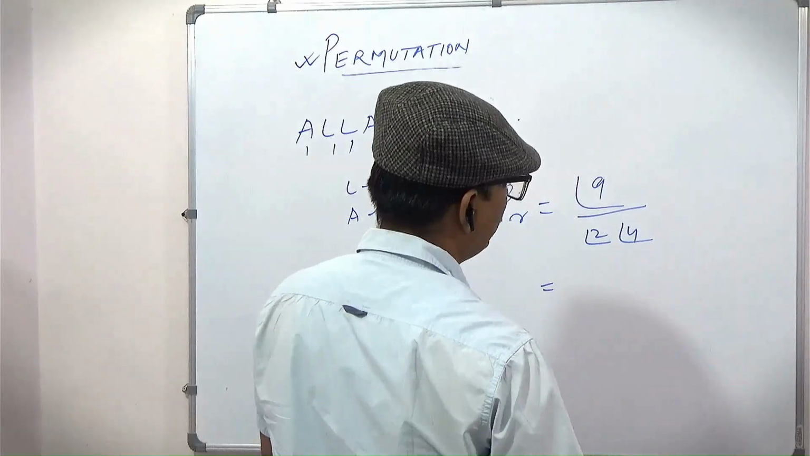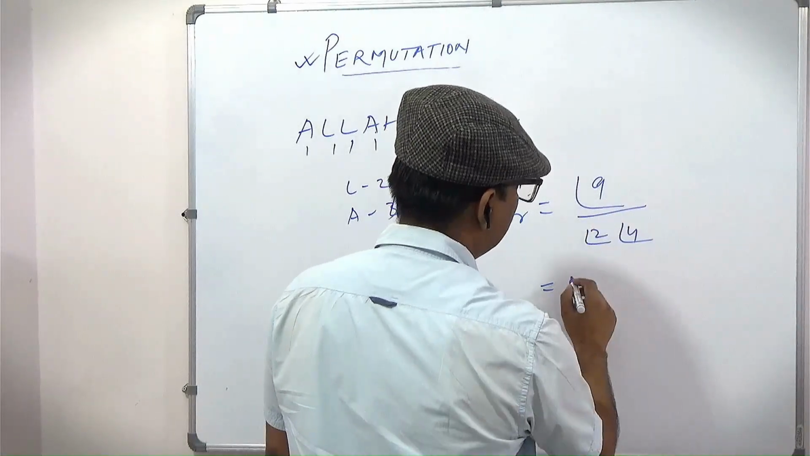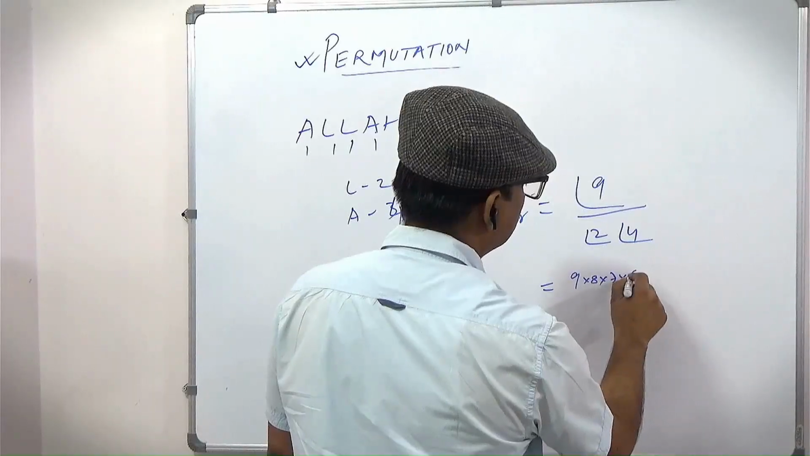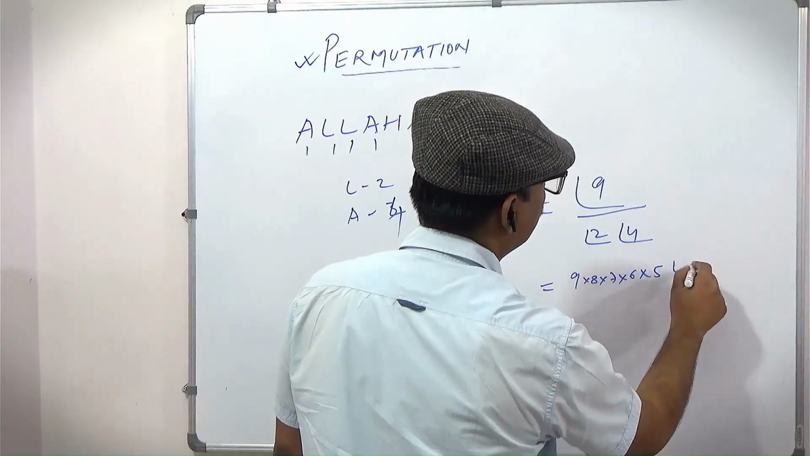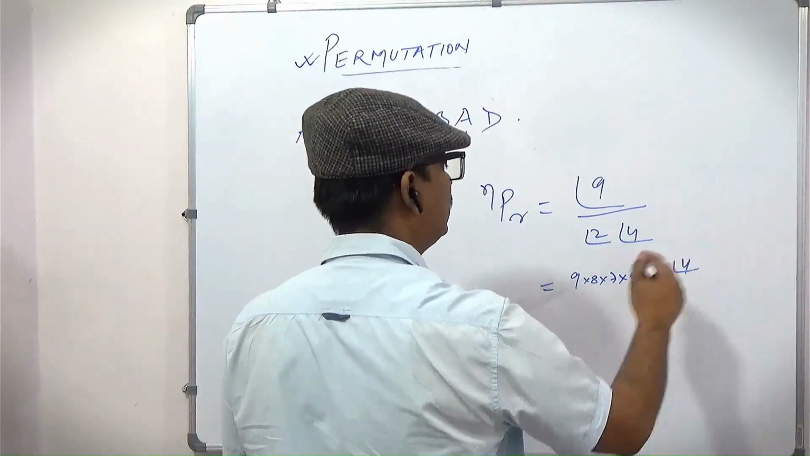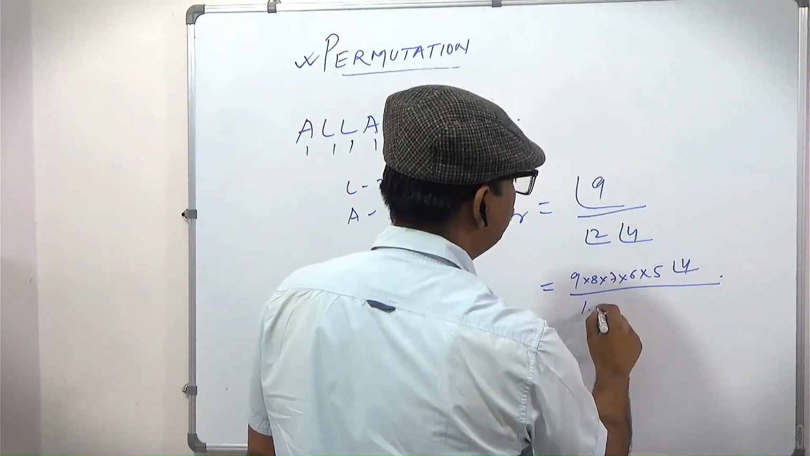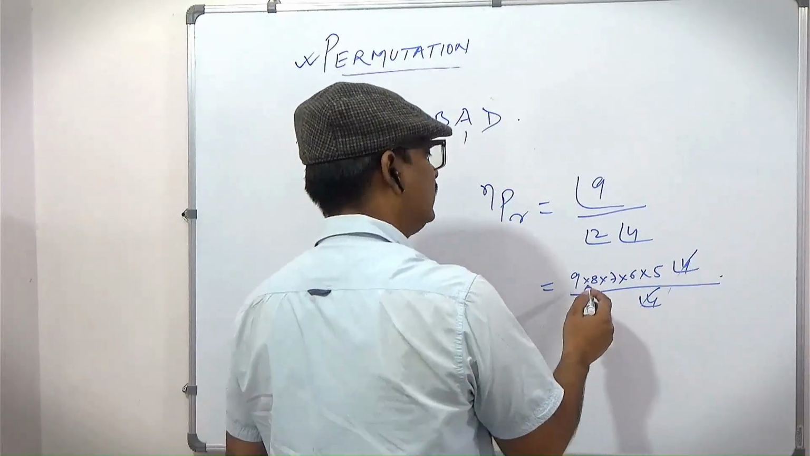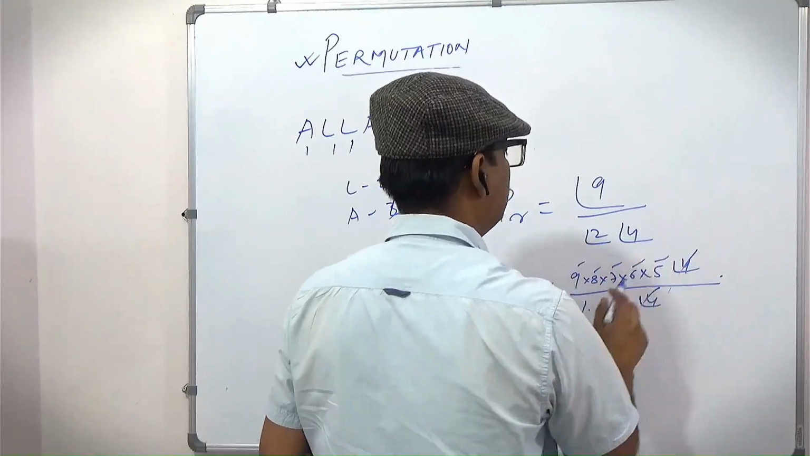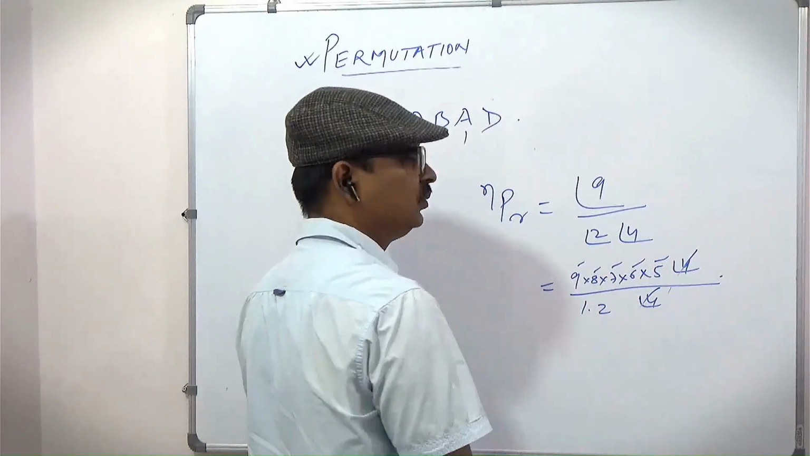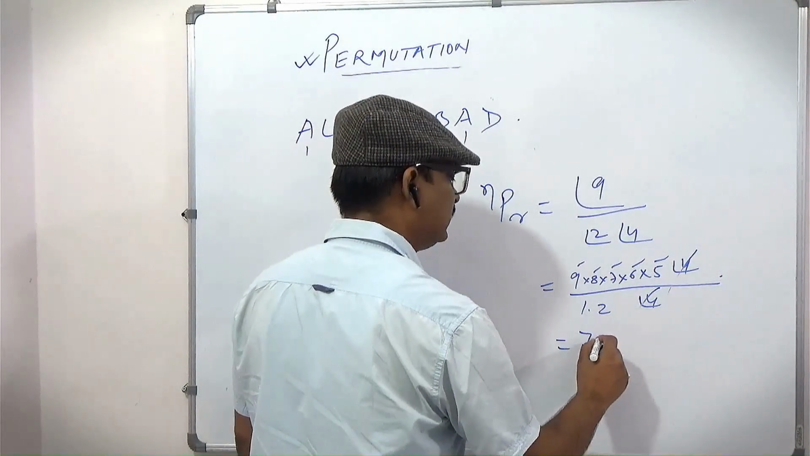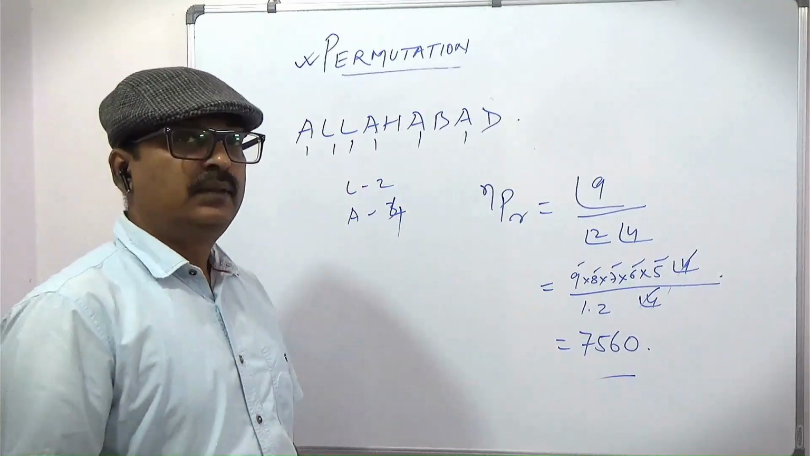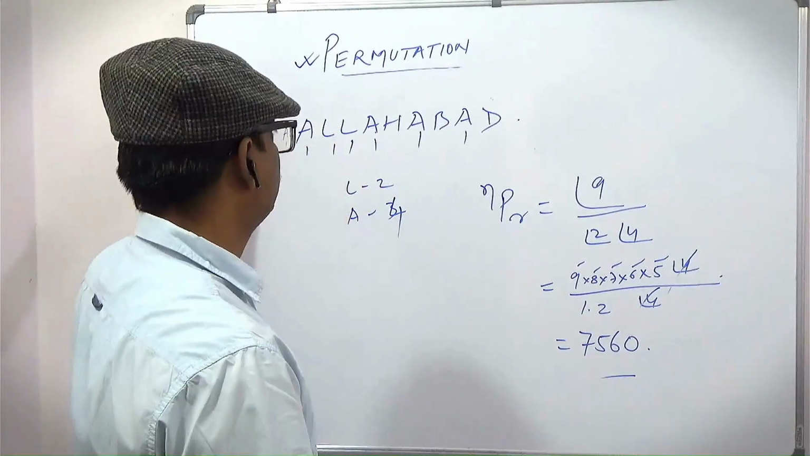We can do this like this: 9 cross 8 cross 7 cross 6 cross 5, and then we'll have 4, 3, 2, 1 in the numerator. Below we'll have 1 into 2, and this is factorial 4. So the 4 factorials cancel. We have 2 here, so we multiply this and divide by 2. This comes to 7560. So this is about permutation.